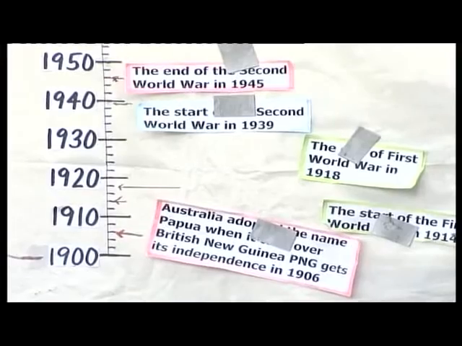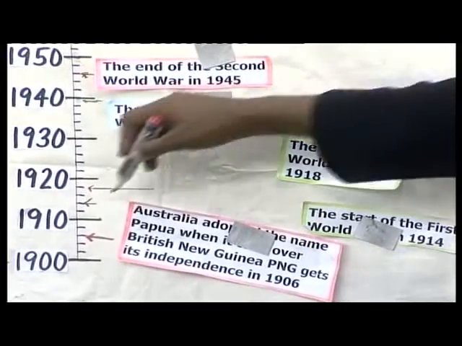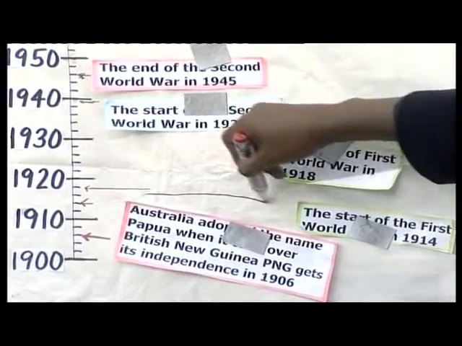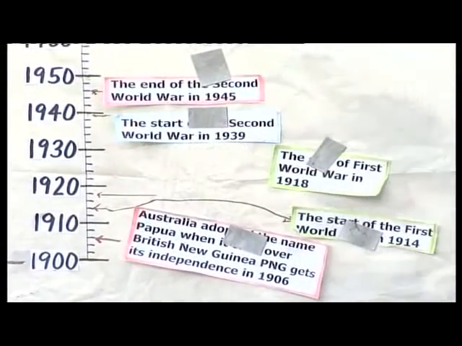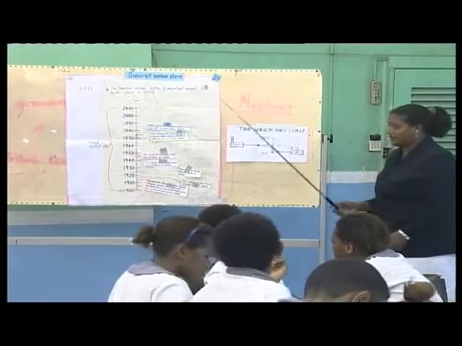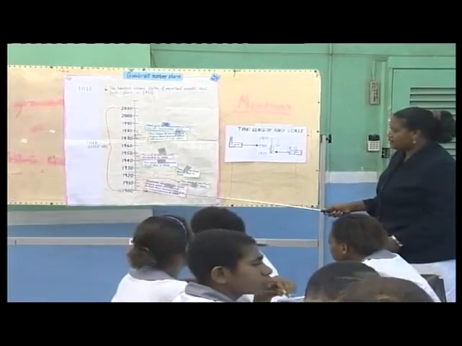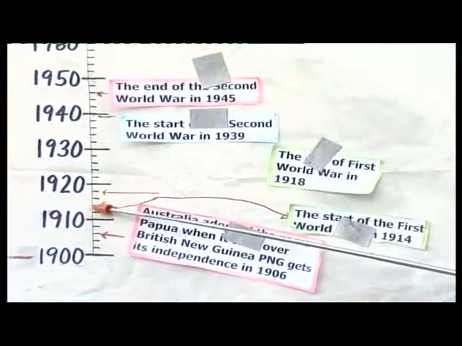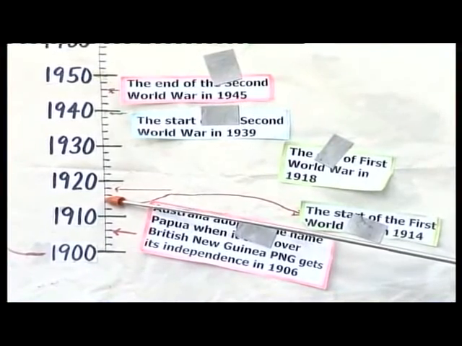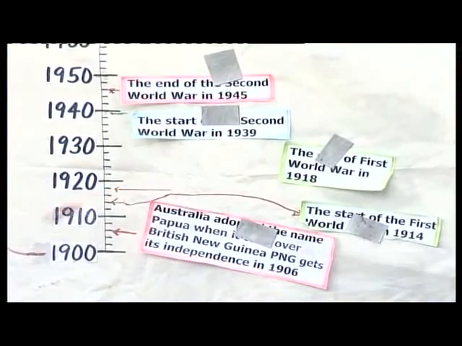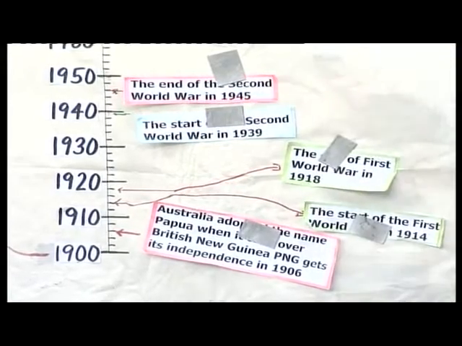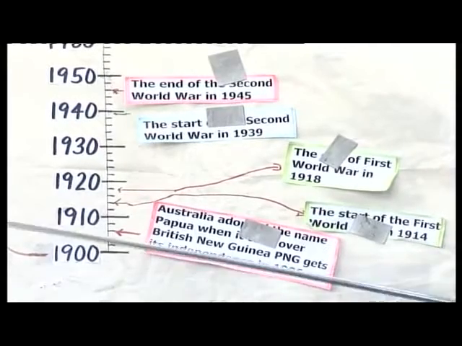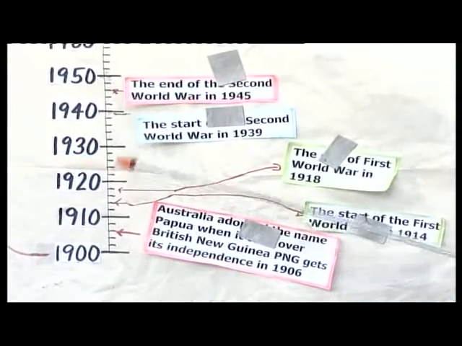That is the start of the First World War in 1914. Is the person correct? Yes or no, 6s? Yes, the student is correct. So the next one would be 1916, then we have 1918. Is that correct? Yes, it is also correct. So that is when the First World War started. Let's look at the next one.